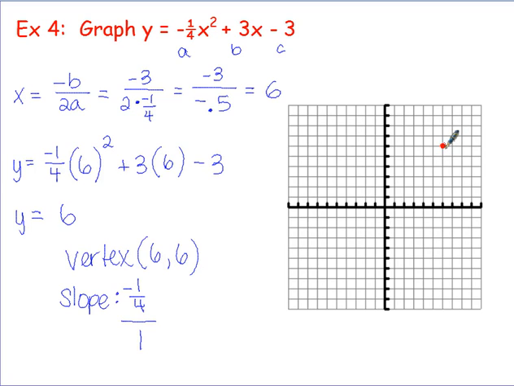We are going to go down 1/4 of a box. Yes, you're going to have to approximate. And left and right 1. So down 1/4 of a box and right 1. Down 1/4 of a box and left 1.